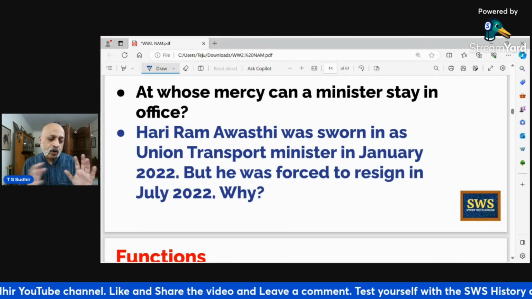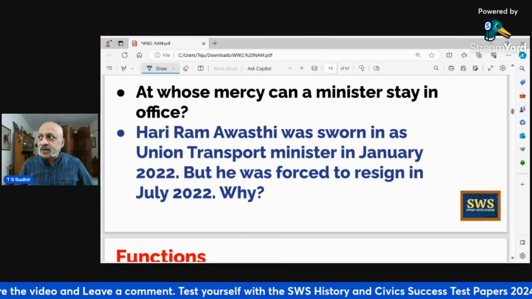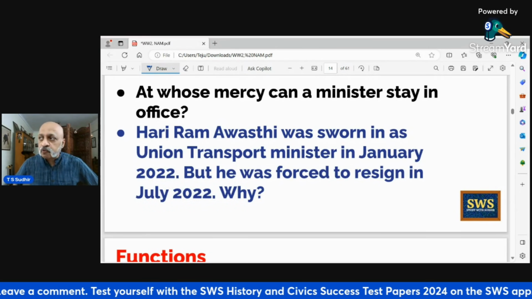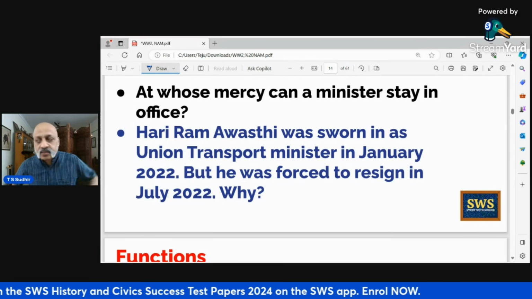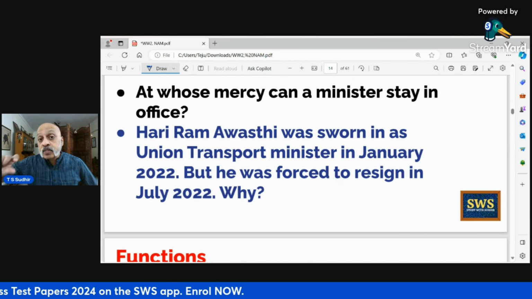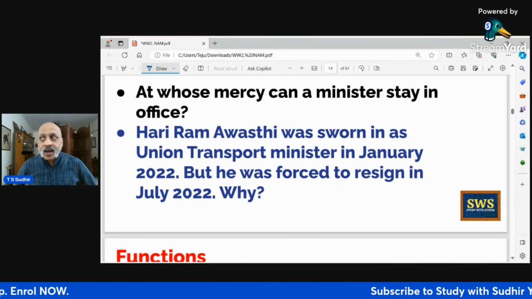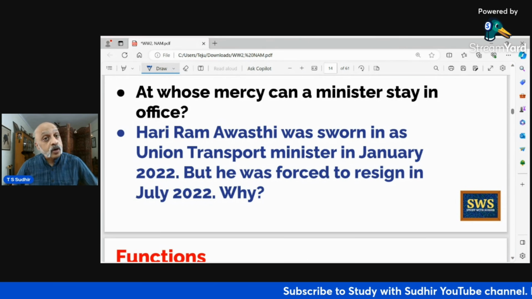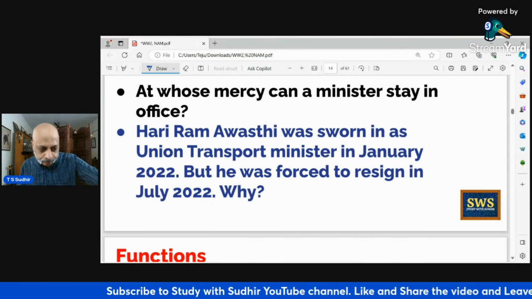This has happened, not at the center, as far as I remember, but in states certainly. I remember in 1996 when Chandrababu Naidu became the chief minister, he inducted N. Hari Krishna, who was his brother-in-law, NTR's third son, as transport minister. But within 6 months, Hari Krishna could not get elected to the assembly as an MLA, and therefore he had to resign after the period of 6 months. Of course, there was a lot of politics in this too, but that's another story.